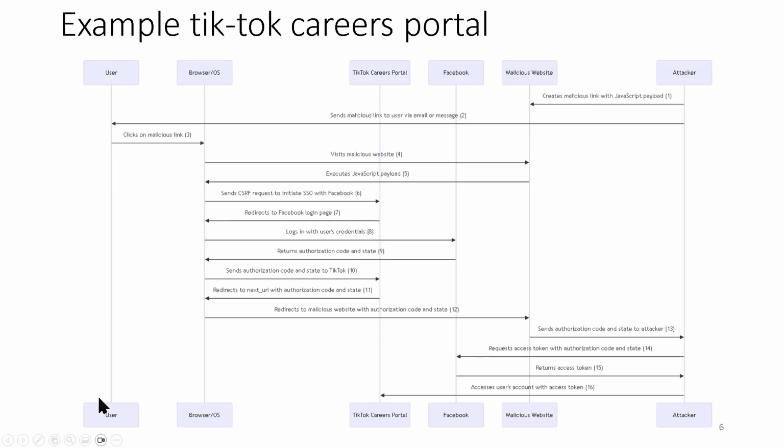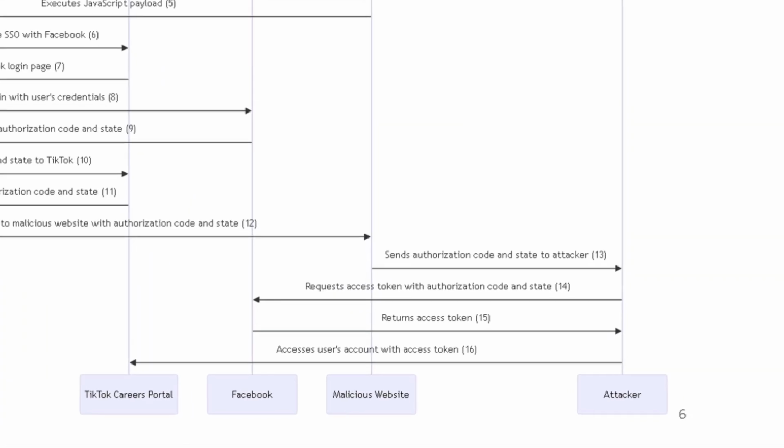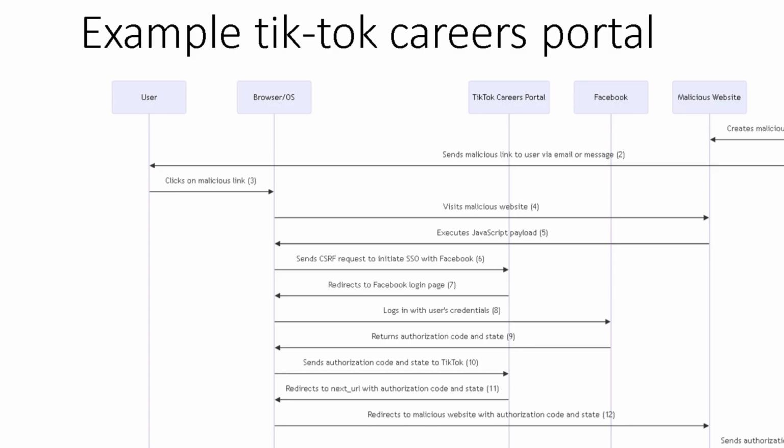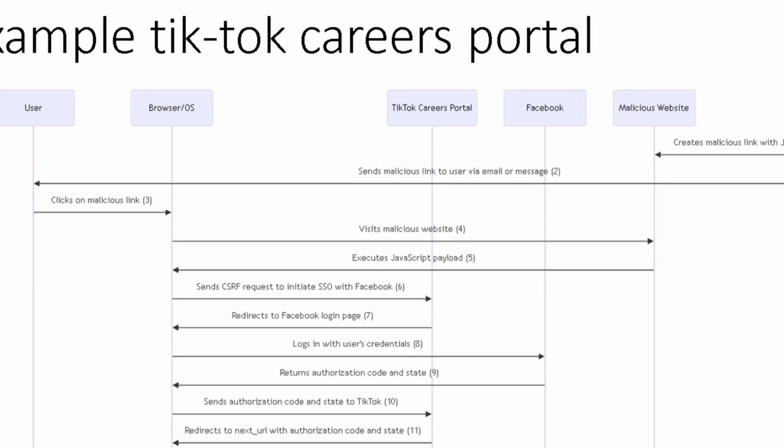This is an example of a vulnerability that exploited a TikTok app. The attacker creates a malicious link that contains a JavaScript payload that can perform a cross-site request forgery attack on the TikTok careers portal. The payload also injects the malicious link into the next URL parameter of the TikTok SSO endpoint, which is an open redirect vulnerability.